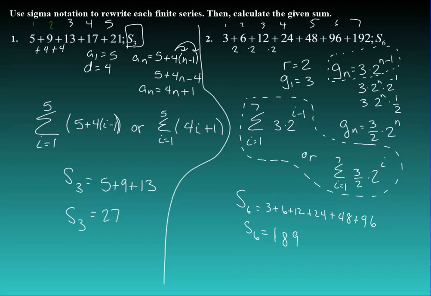And then it said to find the sum of the first 6 terms. So we went ahead and added up the first 6 terms and got 189. And that's how we use summation notation to rewrite finite series.